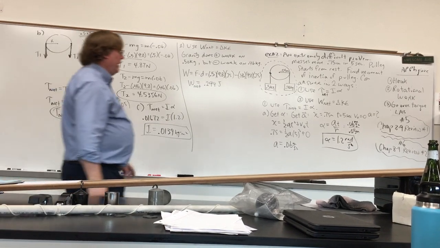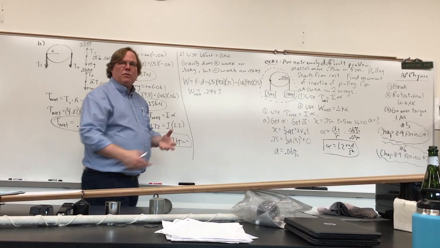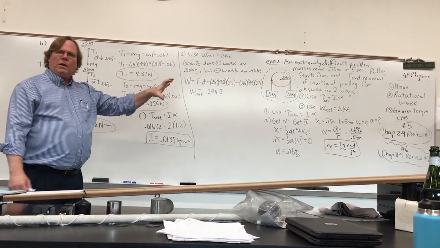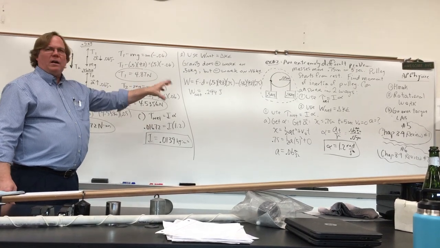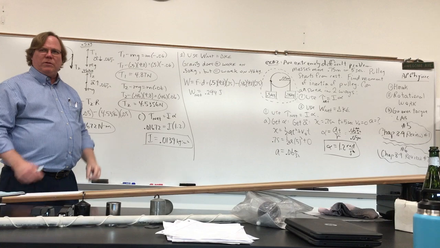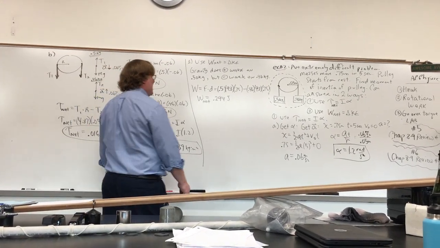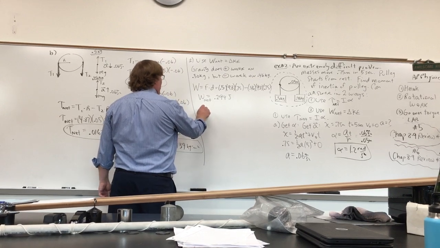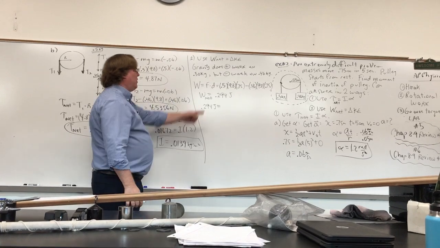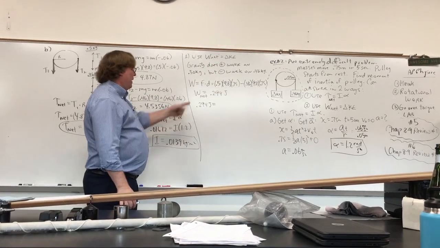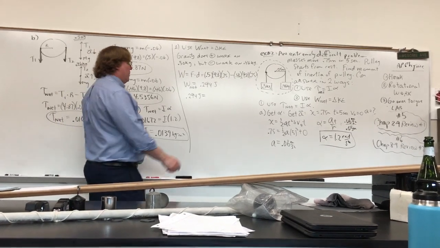I don't have to worry about the work that the tension is doing on the pulley because that's an internal force. I want the work done by an external force. What work is being done on the system, not what the system is doing to itself. Alrighty, so now I've got 0.294 joules equals the change in kinetic energy, because I just found that gravity is doing 0.294 joules of work on the system.